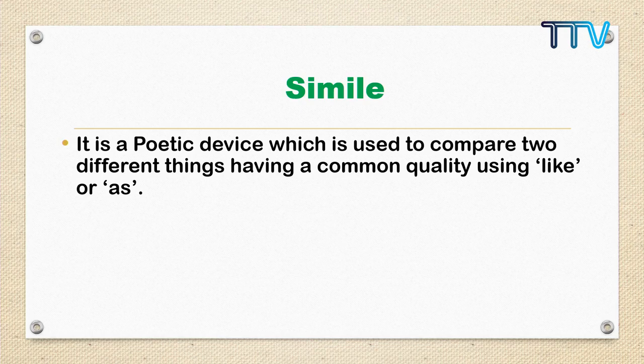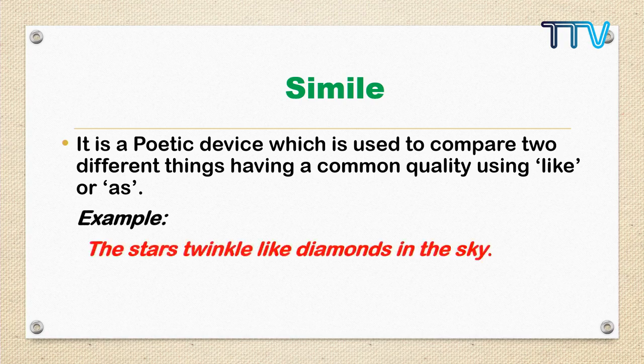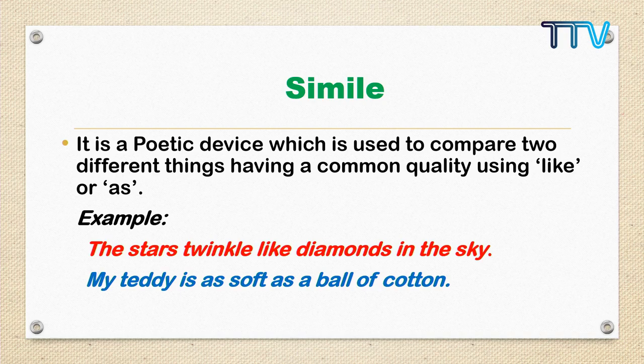Simile and metaphor, I told you, are the devices used for comparison, and the only difference is that in a simile you compare two different things by using the word like or as, whereas in a metaphor you don't do that. The comparison is directly implied. I gave the example, the stars twinkle like diamonds in the sky, because I have compared stars to diamonds using the word like. Again, my teddy is as soft as a ball of cotton. See, you are comparing the teddy with a ball of cotton.